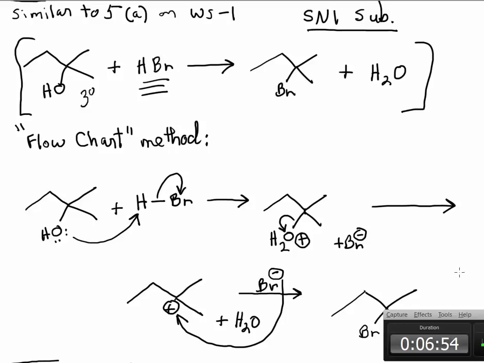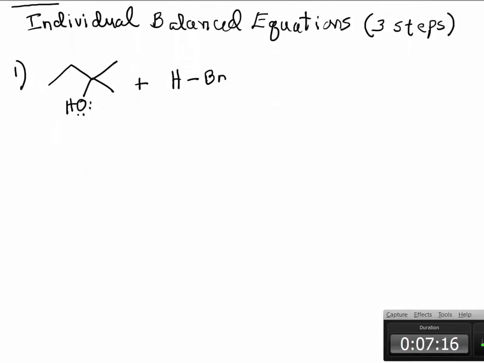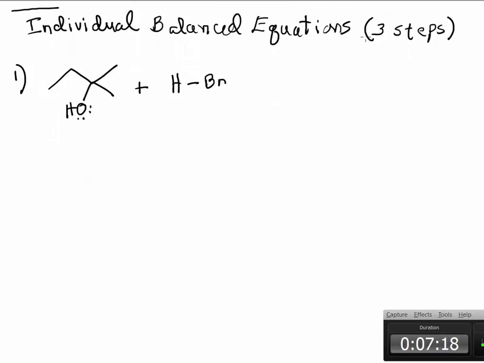All right, so there's your step-by-step approach, or excuse me, the flow chart approach to writing a chemical mechanism. Now, this is perfectly fine, but in terms of teaching students to understand organic chemistry, I really don't like this method. So we're going to be using something a bit different in my class, and it's a method that I call the individual balanced equations. All right, where each of those three steps that we saw above are going to be written as individual balanced equations, and there are advantages to this. All right, so let's get started.